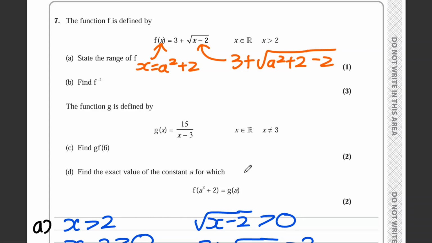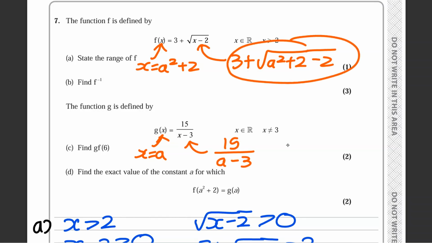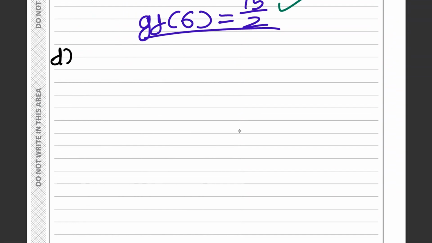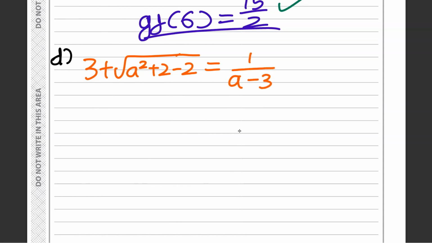And then g of a means we sub in x is equal to a into g of x, so this here is going to become 15 over a minus 3, and it's saying that these two are equal to each other and we need to find what a is. Okay, so if we write this out, it's going to be 3 plus the square root of a squared plus 2 minus 2 is equal to g of a, which is equal to 15 over a minus 3.